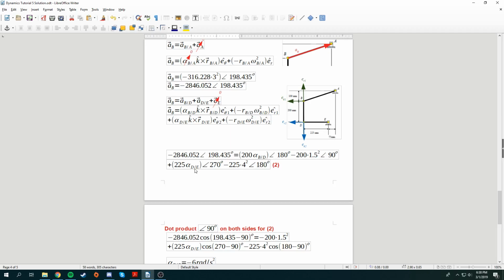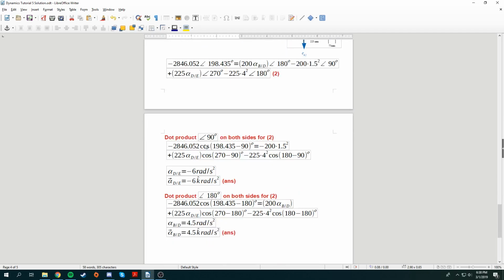Similarly, to find one of the unknowns, I can use the dot product method. So I dot product 90 degrees on both sides of this equation too, and I can find alpha d from e. When I was doing the calculation, I assumed that alpha is in the positive direction. When I get a negative value, I know my initial assumption is wrong, and hence it's negative 6 radian per second squared in the k hat direction for alpha d from e.